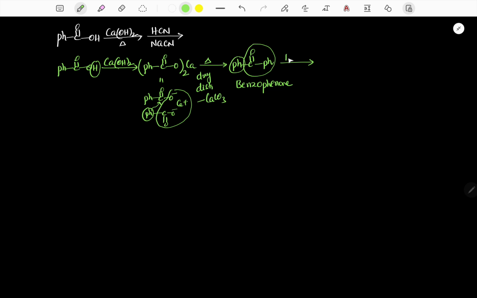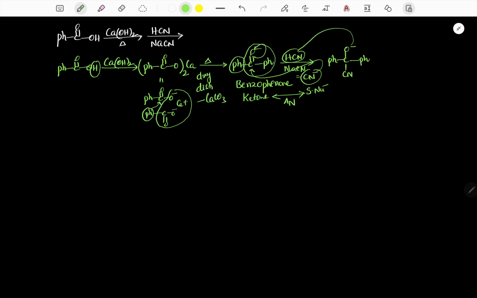Now it is treated with HCN and NaCN. NaCN means simply CN minus. So HCN and CN minus. CN minus is a strong nucleophile. And here we have the functional group ketone. So ketone and nucleophile, we think about nucleophilic addition. Therefore, the strong nucleophile attacks this carbon, the pi bond shifts, and the corresponding product is formed like this.